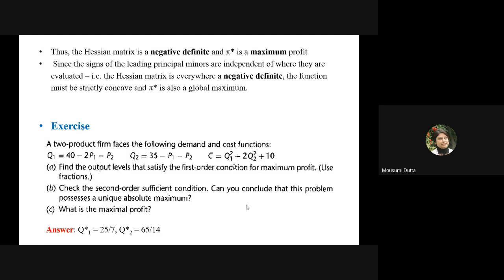So complete this one. Is there any question? Anyone, any question?